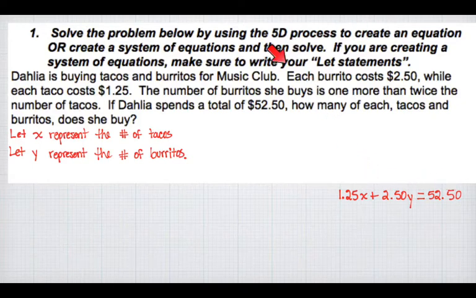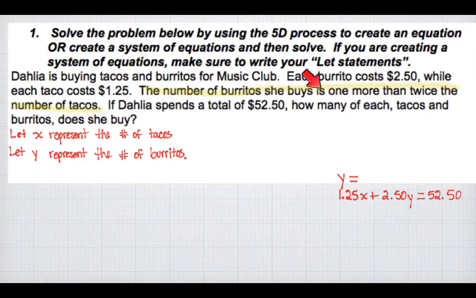My second equation, well, I don't see another total, but what I do see is this. The number of burritos she buys is one more than twice the number of tacos. I'm going to highlight that real fast. So we got the number of burritos she buys is one more than twice the number of tacos. Okay, so the number of burritos is y, because y represents the burritos. So y is, that's y equals, right?